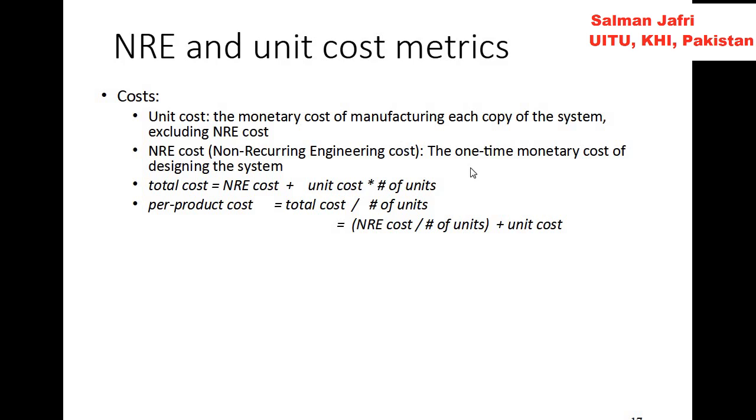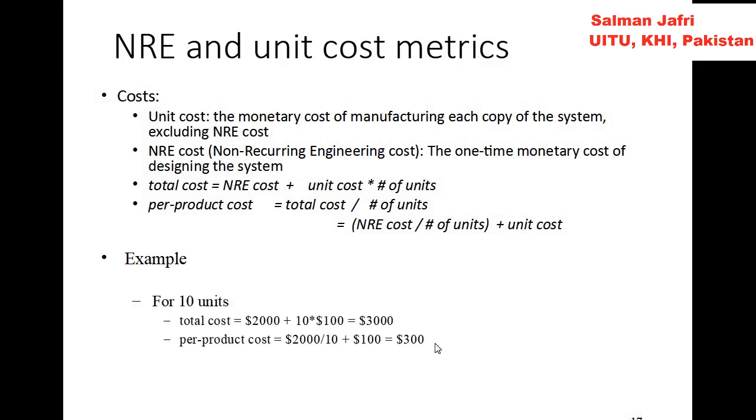So what is NRE cost? It is the one-time monetary cost of designing the system, which includes the cost for research and development. And what is total cost? Total cost is NRE cost plus unit cost into number of units. And of course we can have another cost, the per product cost, which is the total cost divided by the number of units. So these are the two formulas.